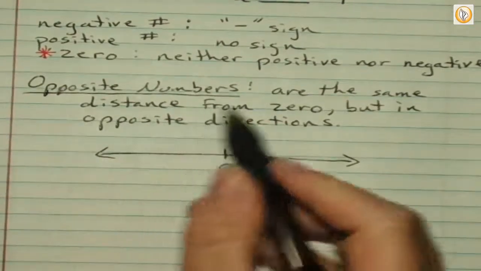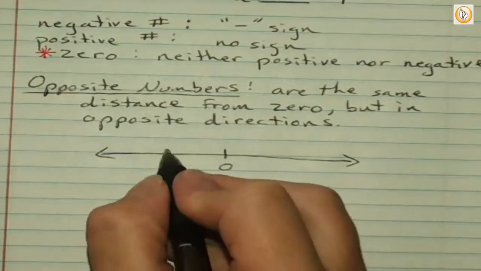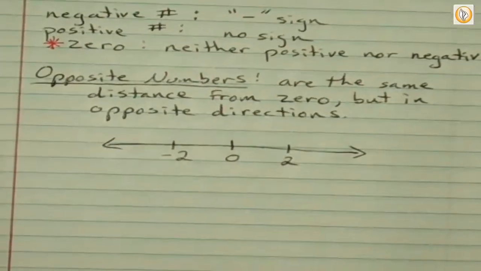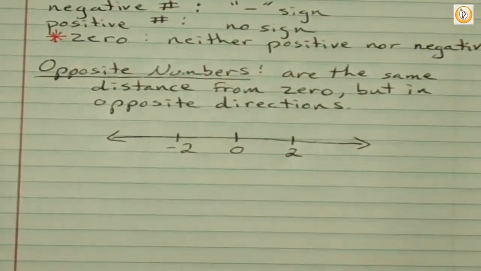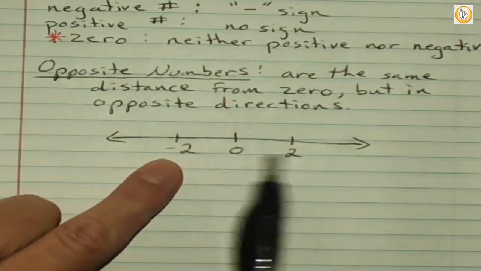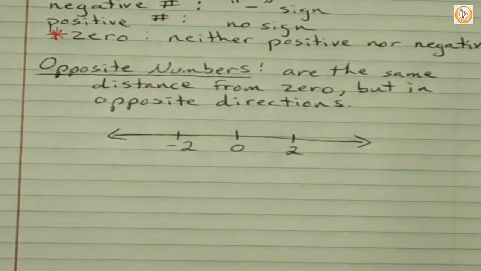Okay, so opposite numbers are the same distance from 0, but in opposite directions. You know what that's saying? This right here. That right there. Common sense. Opposite numbers are the same distance from 0, but in opposite directions. No kidding. Again, common sense, but I have to teach you that.